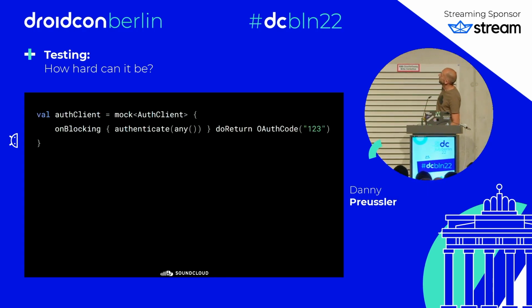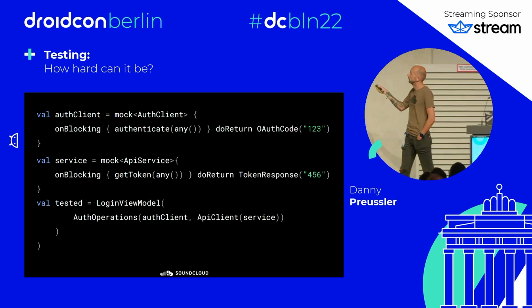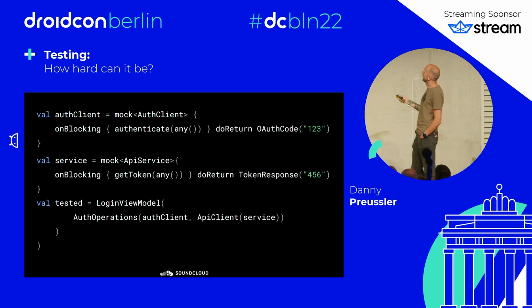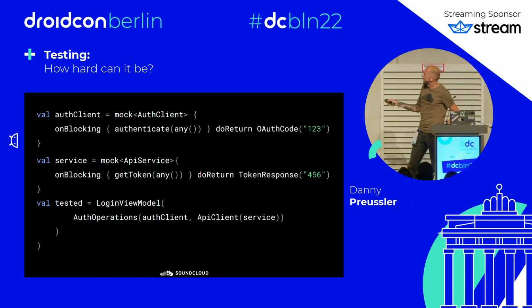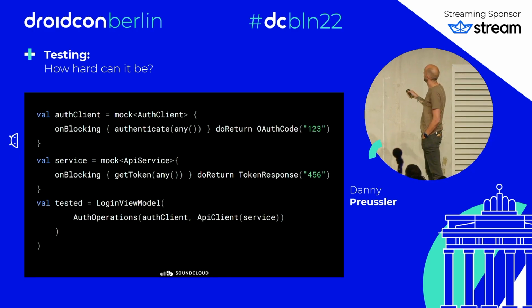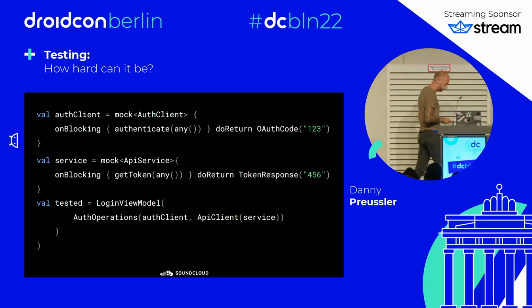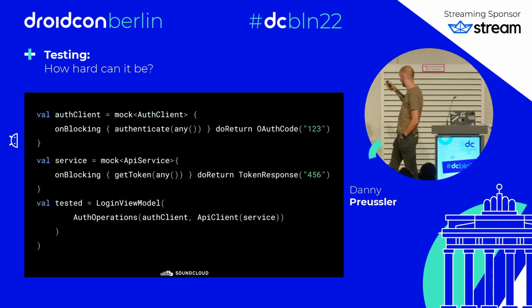So back to our test. Remember, we had a mock. That's interesting: I'm mocking the Retrofit interface, not the API client. And then in the view model, I'm passing in the real auth operation with the mocked auth client, and the real API client that takes a mocked service. So it's probably not the way you're doing it. And if this feels wrong to you, don't worry. We'll talk about this. This is the way I wrote it.